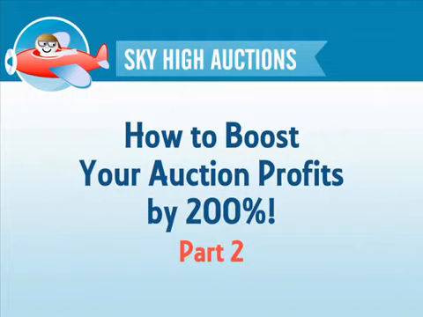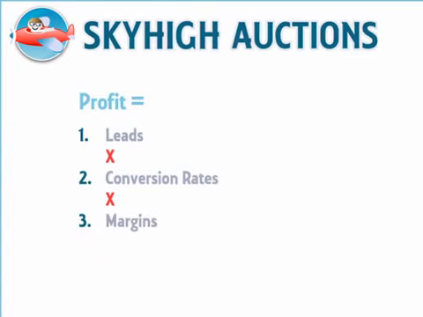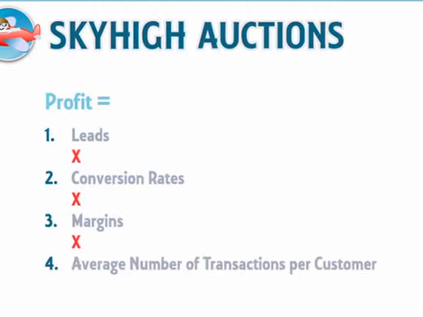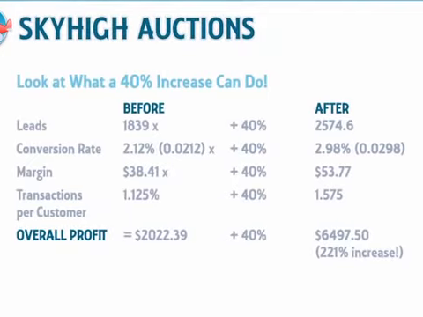In the last video, we looked at the 4 main factors that make up profit in your online auction business. Just to refresh your memory, there are leads, multiplied by conversion rates, multiplied by margins, multiplied by the average number of transactions that each customer makes with you.